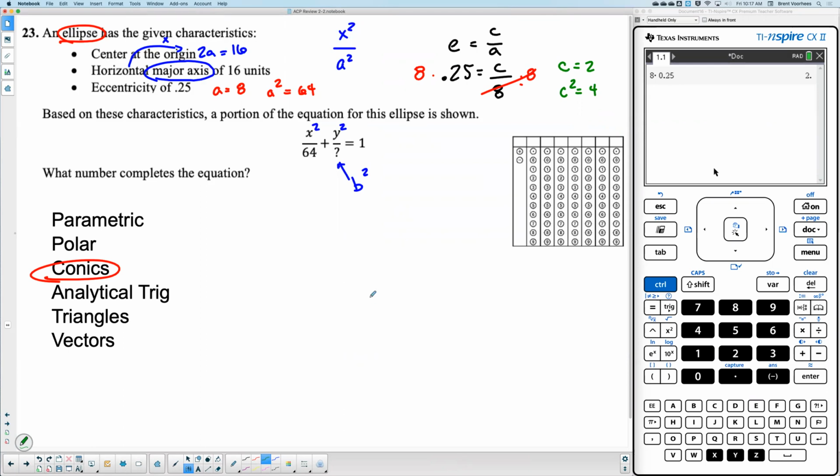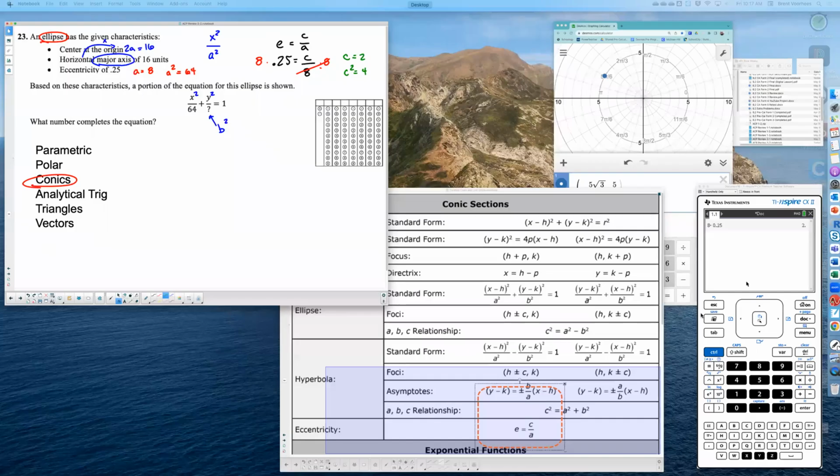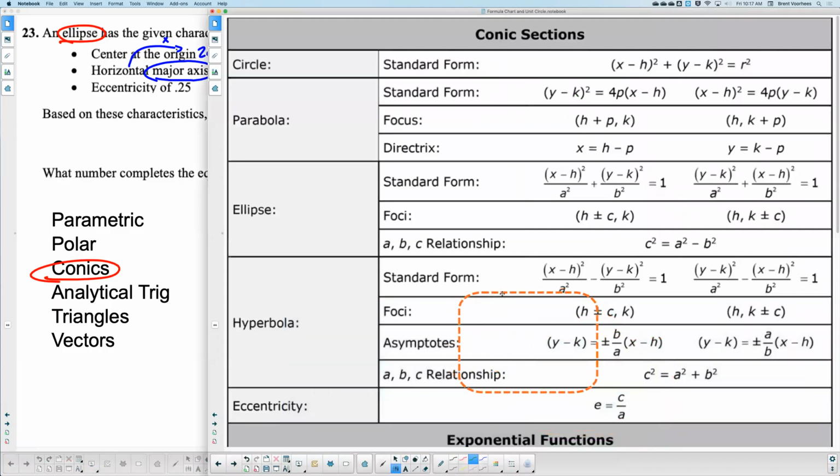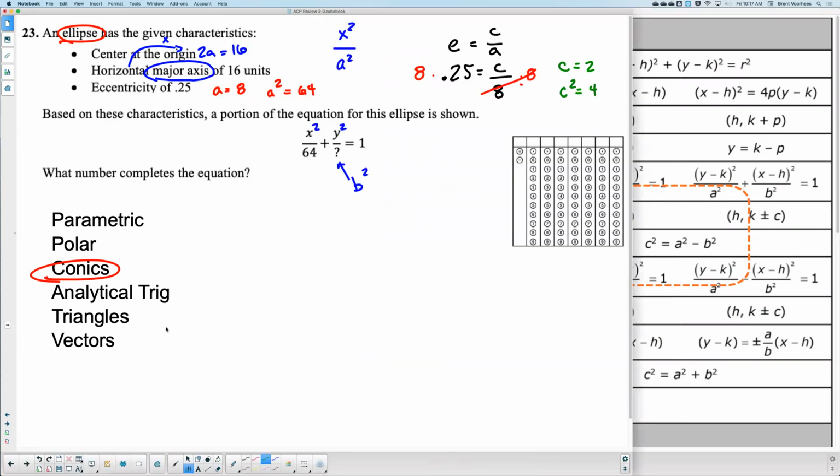All right, that means what? How do we get our B squared? You need to look at something. What do you need to look at? Formula chart. For what on the formula chart? The ABC relationship. So here's ellipse. Make sure you choose this ABC relationship. It says C squared equals A squared minus B squared. So C squared, right there, equals A squared minus B squared.